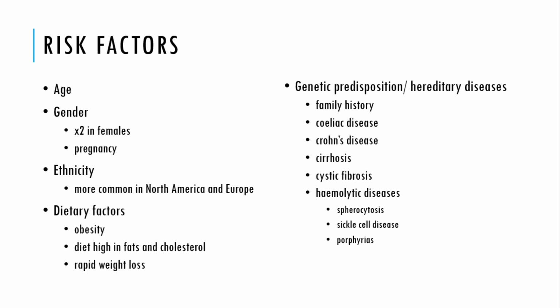However, there are several genetic predispositions and hereditary diseases. Family history is something quite significant, most likely due to similar dietary factors, but also in diseases like celiac disease, Crohn's disease, in cirrhosis, in patients with cystic fibrosis, and very common in patients with hemolytic diseases like spherocytosis, sickle cell disease, or porphyrias.